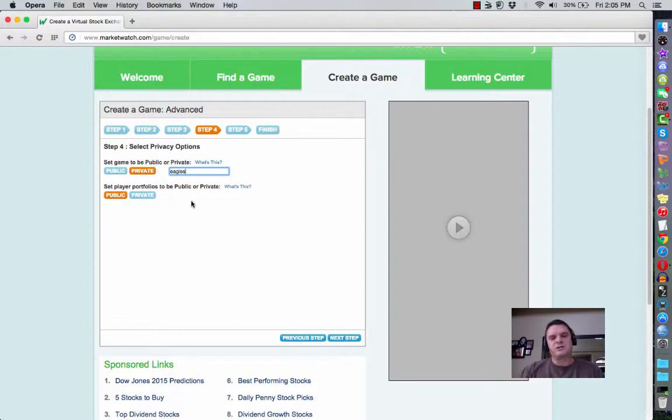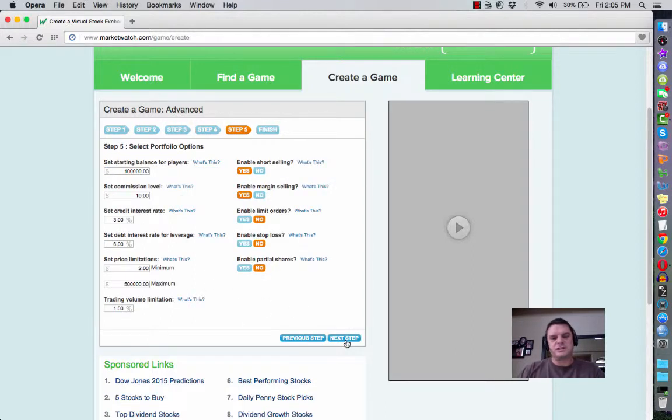And private is just so it's only your students that are in the game, not somebody else. And public portfolio means you can see what their transactions are, which is kind of necessary if you're going to give any kind of a grade on this. Starting balances is by default 100,000. I actually like to make this 1 million, just to add an extra zero there.